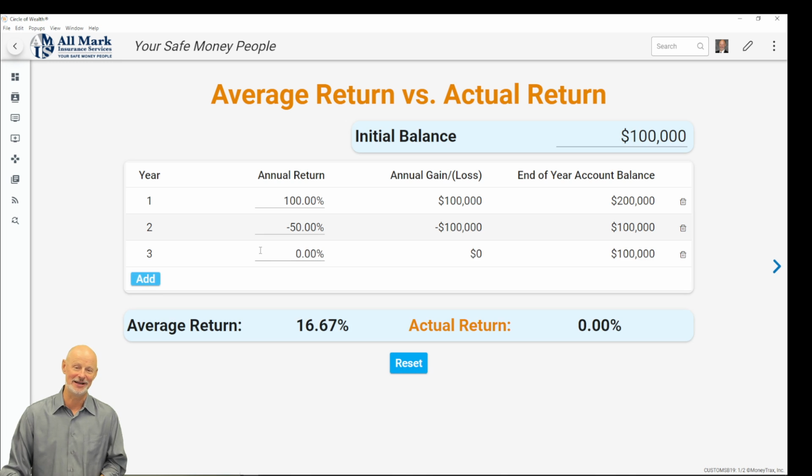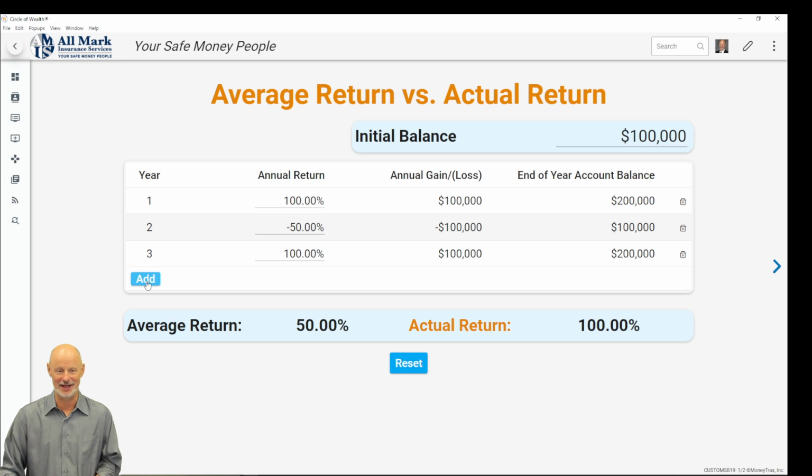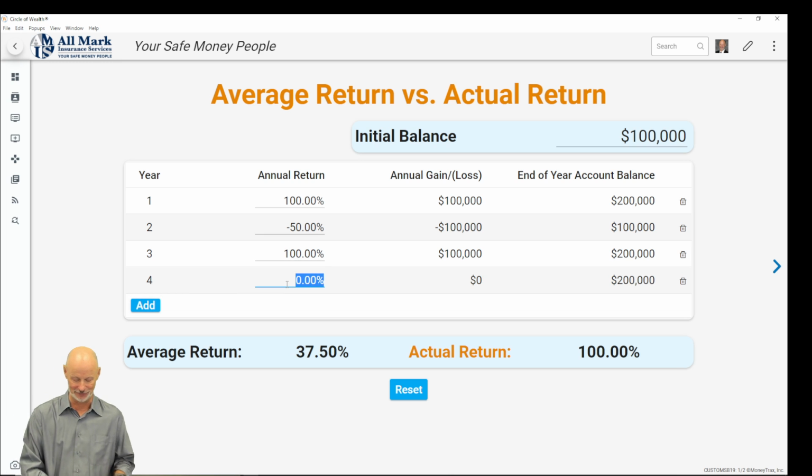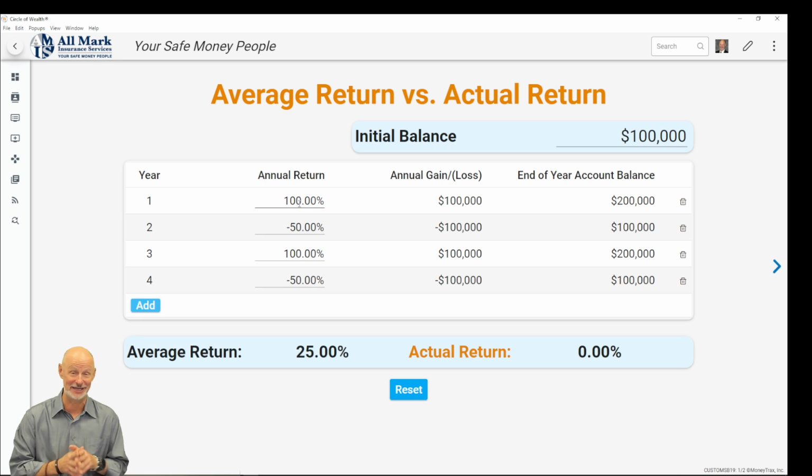So the next one is we make 100% in our third year. And then in our fourth year, we lose 50%. Now, this is, by the way, exactly the way they do your prospectus. So if you take 100% plus 100%, that's 200%. You subtract 50 and subtract 50, you end up with 100. You divide by 4, and your average was 25% over that 4-year period of time.